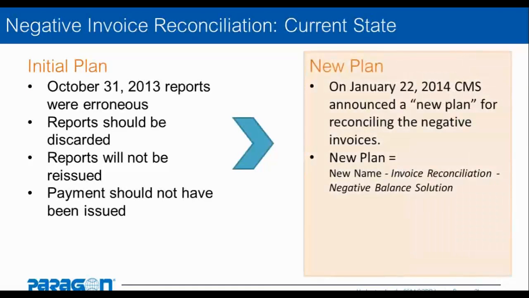As a result of the erroneous report, CMS rolled out a new plan during the January 2014 webinar. It is important to note that CMS has created a new name for the new plan. If you're looking for information on the TPA's website, you will find this title under Invoice Reconciliation Negative Balance Solution. For the remainder of this webinar, we will focus on reviewing the breakout of the new plan for the negative balance solution.